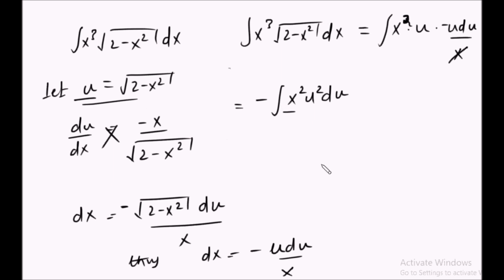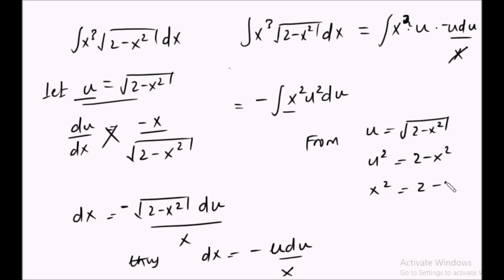Okay, so nitarudi hapa. From u ni sawasawa na the square root of 2 minus x squared. Ona, nikisquare both sides, huku nitapata 2 minus x squared. Square root inaondoka. So you can see my x squared now is just equal to 2 minus u squared. So hapa kwenye x squared nitaweka hii. Kwa hiyo nitakuta kwamba nabaki na negative, we have 2 minus u squared du. Nimefanya nini hapo? U substitution. X zote zimetoka, nimebaki na u. Okay?